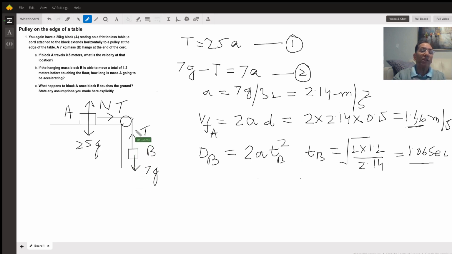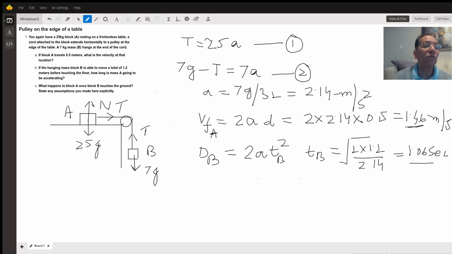Now this mass has touched the ground, and once mass B touches the ground, this string does not have any more tension, and therefore mass A keeps on traveling further beyond 0.5 meters. It keeps moving with the same velocity, and once it reaches the pulley, if it gets stuck at the pulley that is okay, but if it goes beyond, then it will fall with that horizontal velocity and will touch the ground finally.